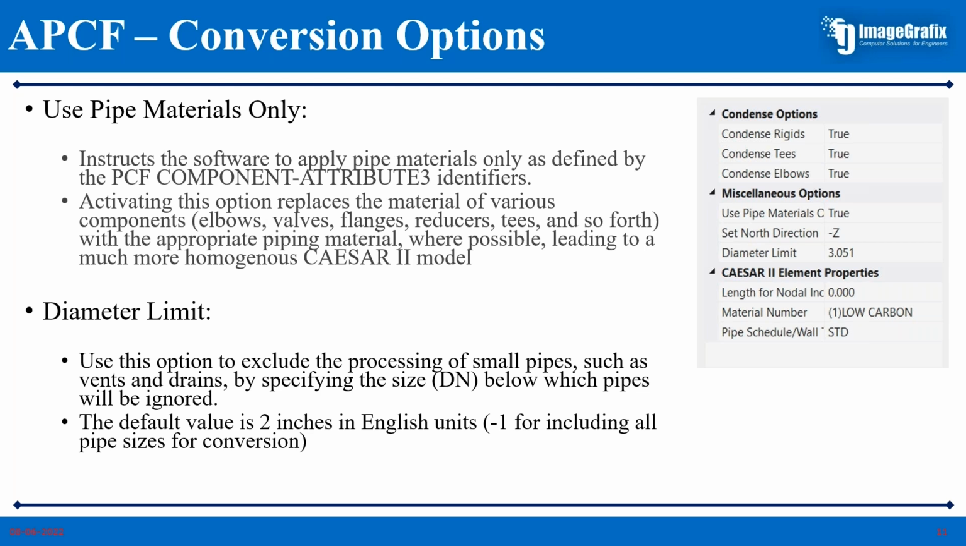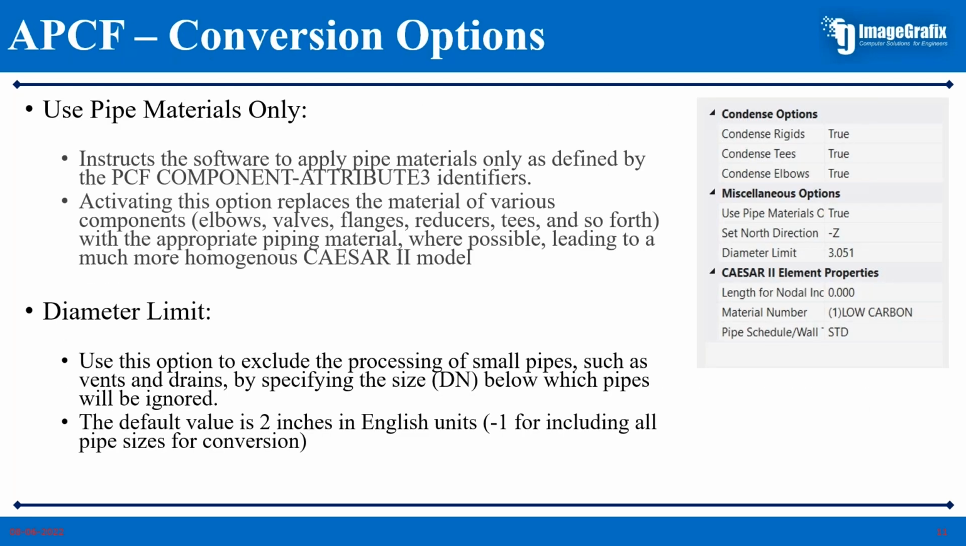That is 2 inches if I am using English units, or the corresponding unit I can specify here. Preferably it will always be in English units. So once I specify it as 2 inches, then any pipe sizes less than or equal to 2 inches under the tapping connections will not be converted from the PCF file to your CAESAR II file. But if you want to include all your tapping connections, then instead of 2 inches, we need to put a value of -1, which makes all the pipes be included in the pipe conversion process from PCF to CAESAR II file.